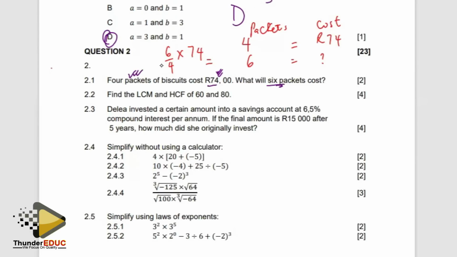I know that 4 divided by 2 is 2, 6 divided by 2 is 3, 74 divided by 2 is 37. So then I'm left with 37 times 3, which gives me 111.